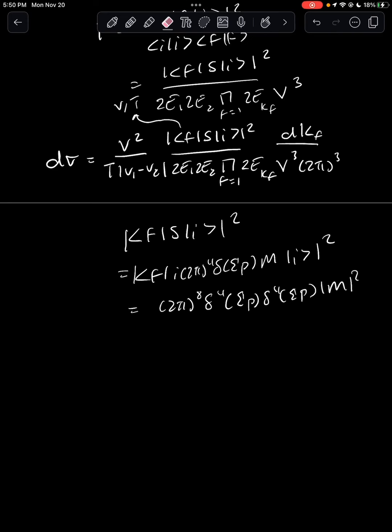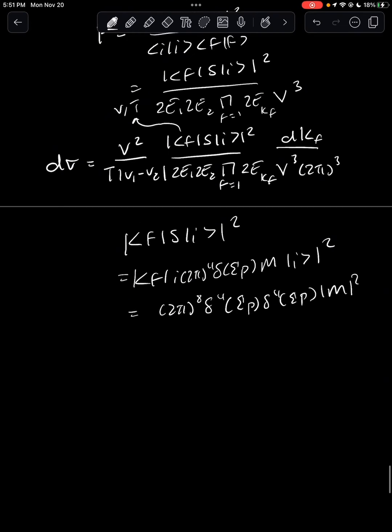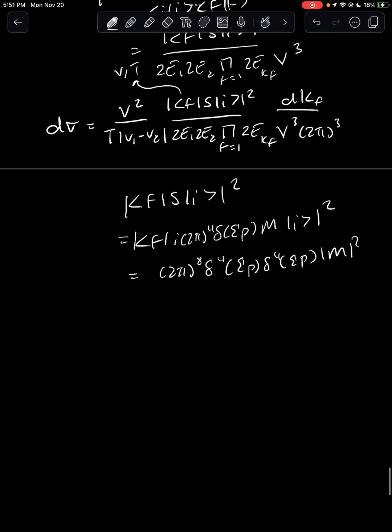So essentially, the i goes away due to complex conjugation. So basically, what can we do now? Well, we can use the same trick as before. By the way, this delta of p just stands for the initial momenta, the sum of the initial momentum of the particles minus the sum of the final momentum of the particles.